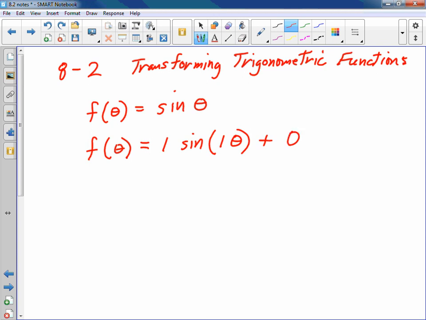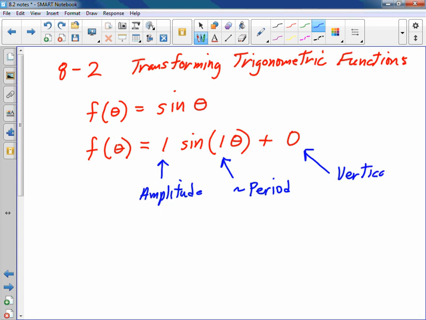And it's kind of a shame that they don't include all this information because this first one is an indication of the amplitude. This one here is related to the period. It's not the period itself. I'll explain that in a moment. And this 0 is an indication of the vertical shift. So yeah, it'd be nice if we really included that all the time, just as a reminder of what all those mean.